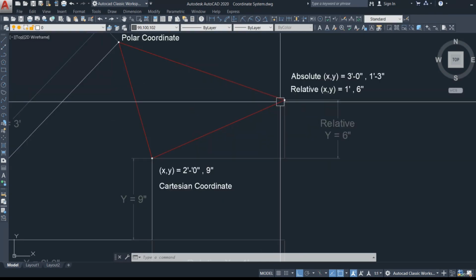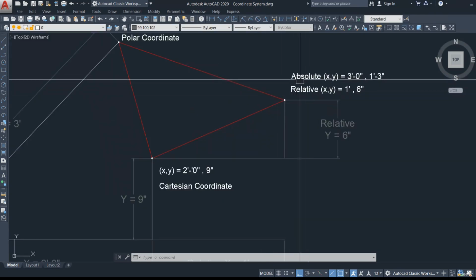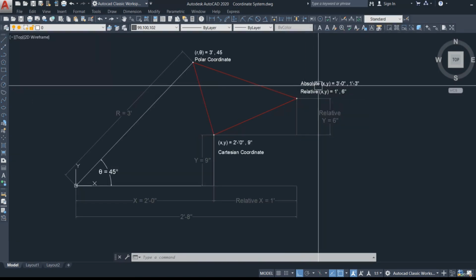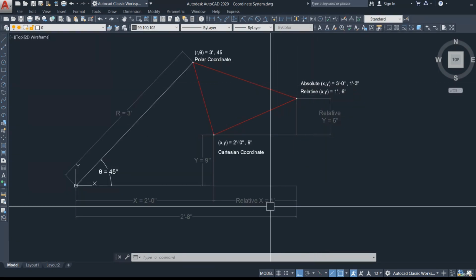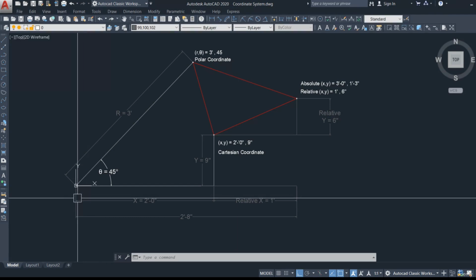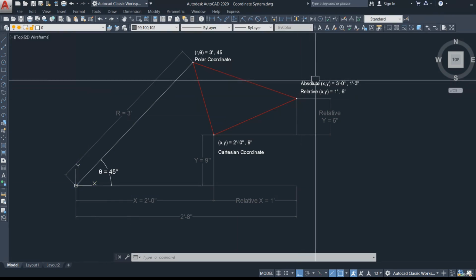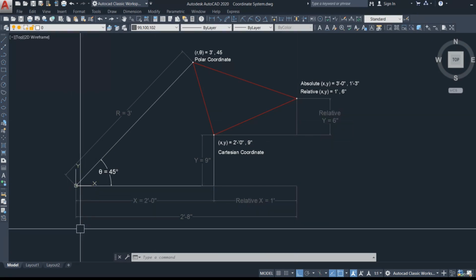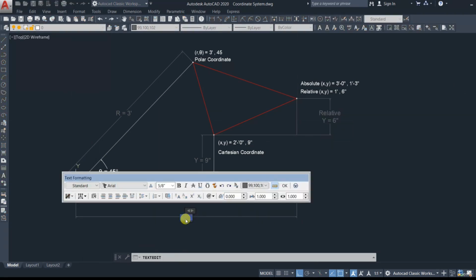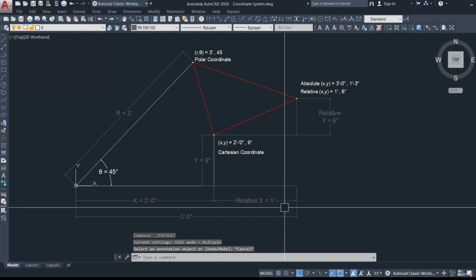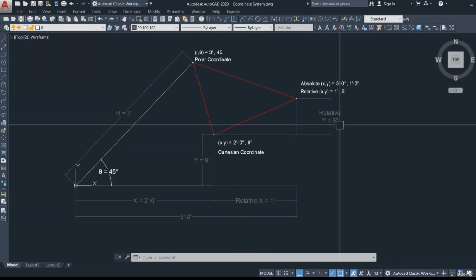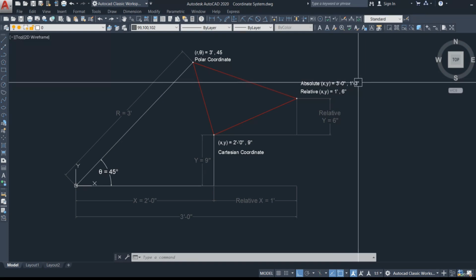In these Cartesian coordinates itself, we have two types: the first one is the absolute coordinate and the second is the relative coordinate. An absolute coordinate is one where you start the point from the origin. If you take this absolute coordinate, this point, you have to measure from the origin. This is 3 feet, so this is 2 feet plus 1 foot, so 3 feet, and the height is 9 inches plus 6 inches, that is 1 foot 3 inches. So this is your absolute coordinate.